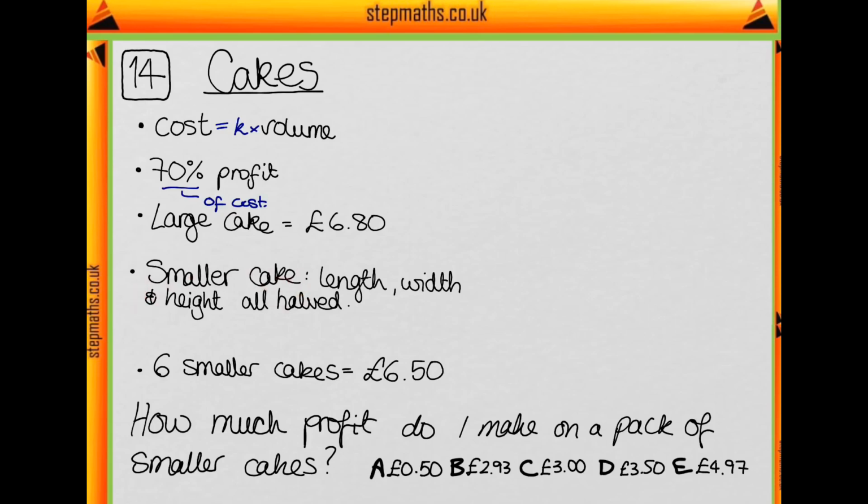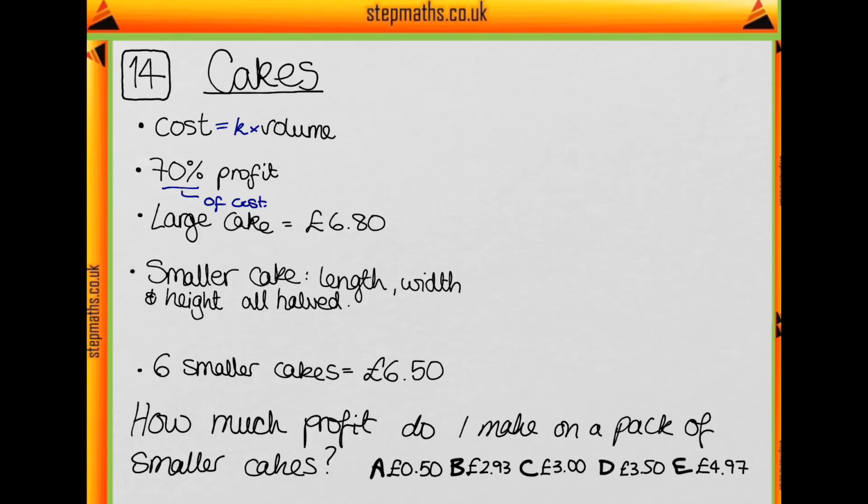Now, we want to make smaller cakes, and these are going to have length, width and height, all half of that for the bigger cake. We're going to sell a pack of smaller cakes, 6 for £6.50. We want to know how much profit do we make on a pack of smaller cakes.